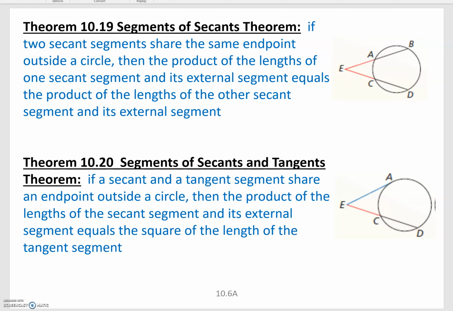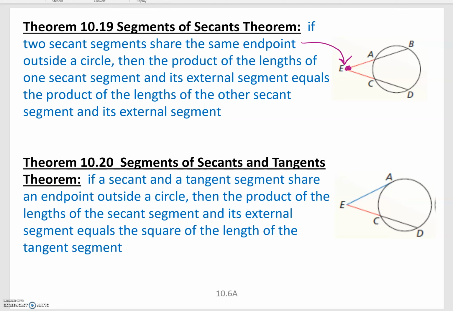So the first type that we're going to talk about is when we have two secant segments. Both of them are going through the circle if they're secants. So if two secant segments share the same endpoint, that's endpoint E here, outside of the circle, then the product of the lengths of one secant segment and its external segment equals the product of the lengths of the other secant segment and its external segment.